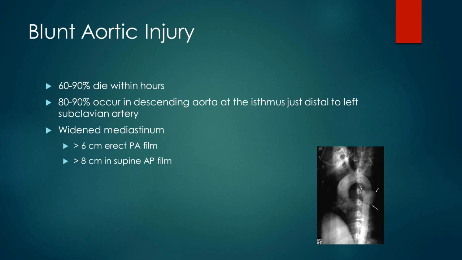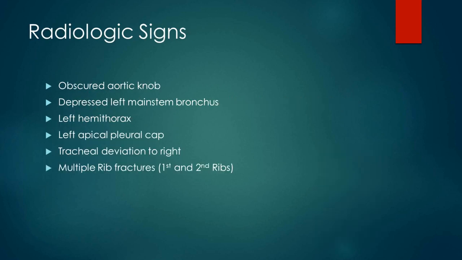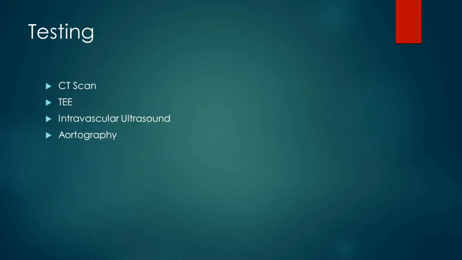Blunt aortic injury, about 90% of these patients die within hours. Most occur in the descending aorta at the isthmus just distal to the left subclavian. You'll find widened mediastinum on chest x-ray. These patients don't do well and typically die very quickly. Again, some more findings: multiple rib fractures, tracheal deviation, depressed left mainstem bronchus, obscured aortic knob might lead you to do it. Testing, a CT scan, you can do a transesophageal echocardiogram if you have access to that in the emergency department. Most places do not. You can do intravascular ultrasound or aortography.